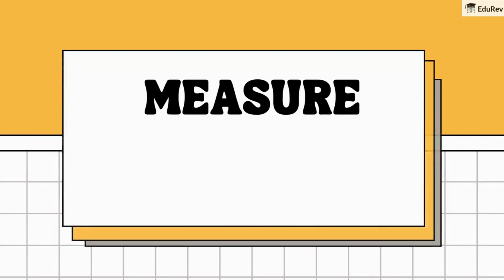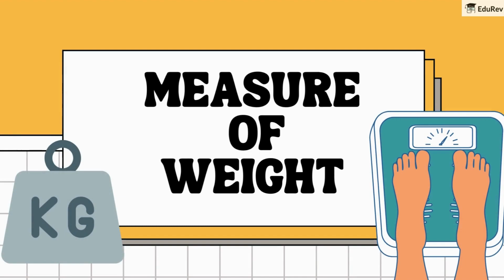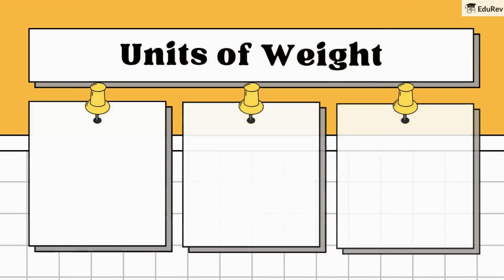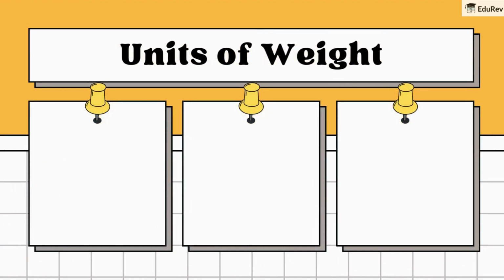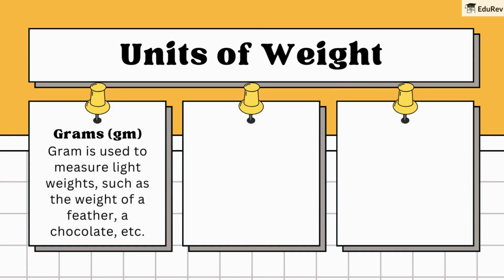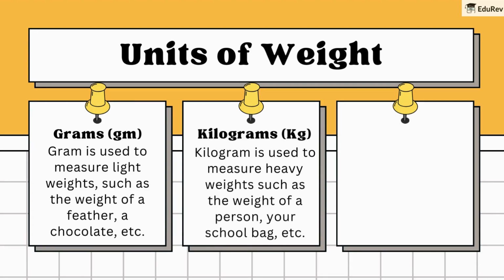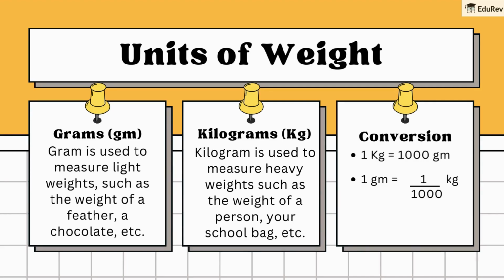Next, let's look at how we measure weight. Weight tells us how heavy something is. Firstly, we will look at units of weight. Gram is used to measure light weights, such as the weight of a feather, a chocolate, etc. The kilogram is used to measure heavy weights, such as the weight of a person, your school bag, etc. Also, 1 kilogram is equal to 100 gram. And 1 gram is equal to 1 by 1000 kilogram.